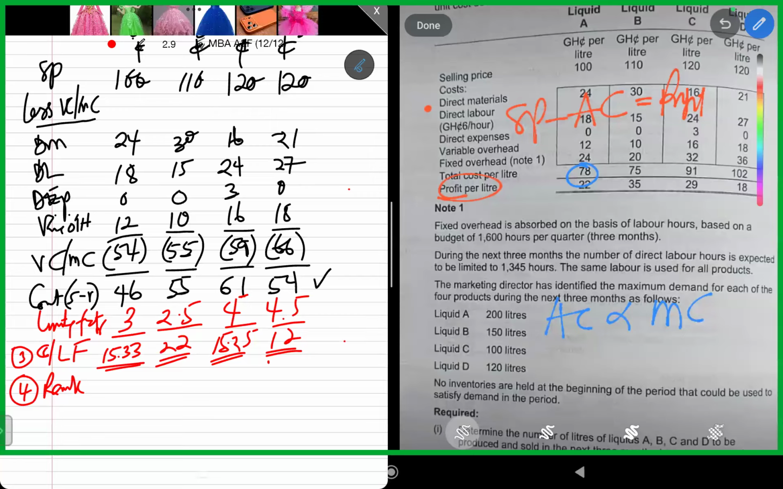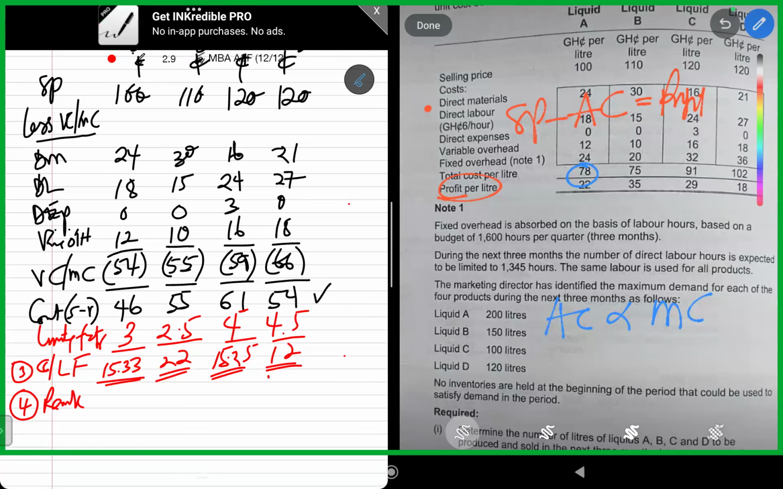The selling price, direct materials, direct labor, they are all called the cost card. So we found our contribution per unit, or per liter. Then we have to find the contribution per limiting factor. So we have to bring in the limiting factor, which is the labor hours.